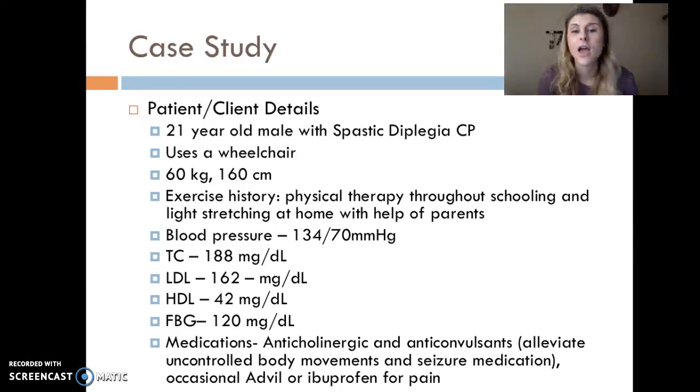His exercise history: he did a lot of PT throughout his school years and some light stretching at home with the help of his parents. His blood pressure is normal, 134/70. TC is 188, LDL 162, HDL is 42, and the fasting blood glucose is 120. The medications that he takes are some anticholinergic medications, which help with the uncontrolled muscle movements, and some anticonvulsants, which are for his seizures, and then he has occasional Advil for his pain.